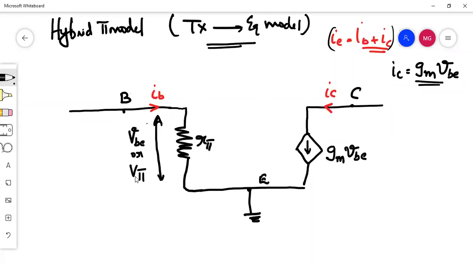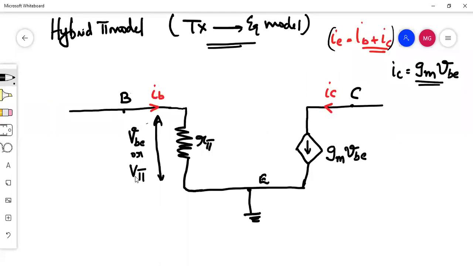Is this clear to you? This diagram, the equivalent hybrid pi model of a transistor. How can I replace a transistor? This is how we replace a transistor. A total transistor can be replaced by placing this. Is this idea clear to you? Yes, sir. Clear? Yes, sir.